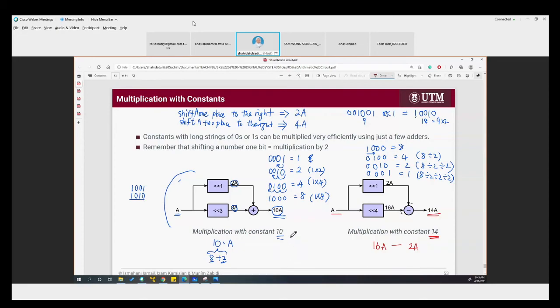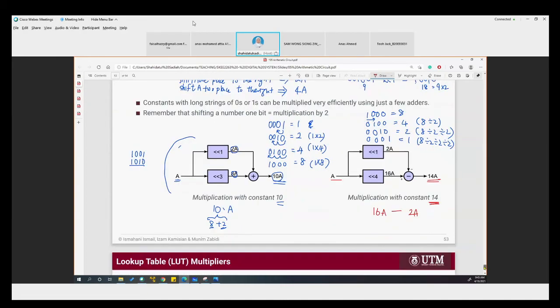Okay. So there could be a question like, try to calculate this constant and A. Try to draw the circuit. So you have to draw this circuit to get the multiplication with constant, using shifting and adding or subtracting.